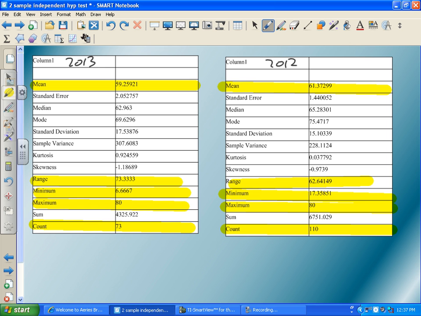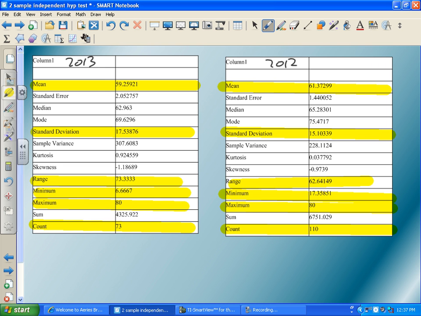So what we're going to use for this problem, as you guys do your 8-step, there's my information. In 2013, this test happened to be out of 80. In 2013, my mean from all 73 students was 59.26. We'll round it to 2 decimal places for you guys. My standard deviation was 17.54 with a sample size of 73. In 2012, I had a mean of 61.37 with a standard deviation of 15.1 and a sample size of 110.